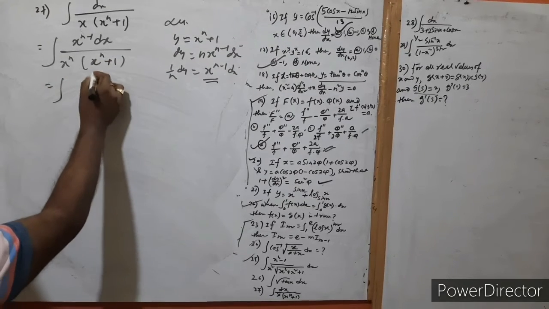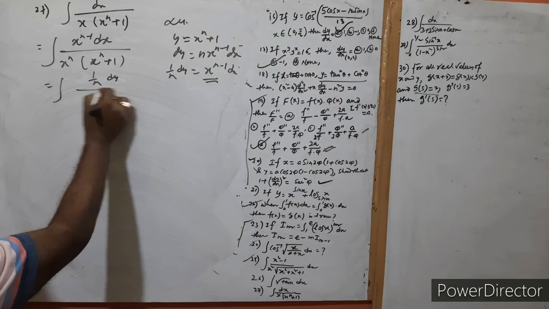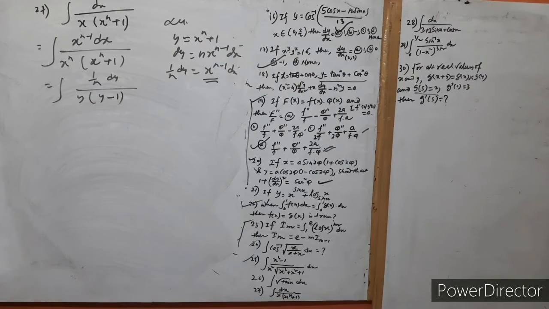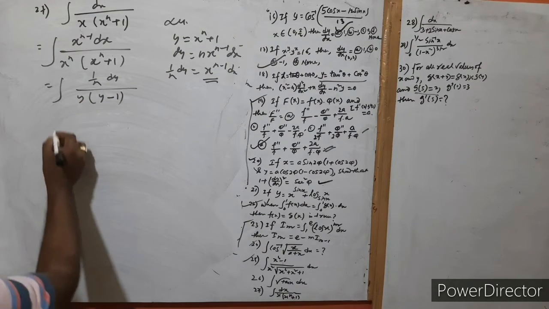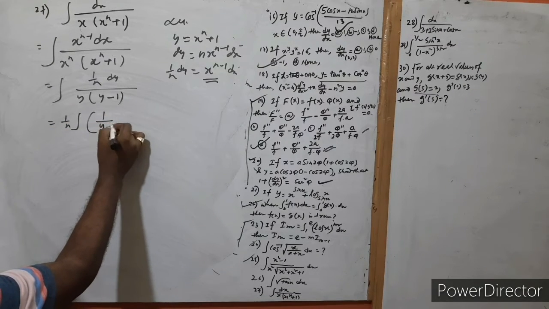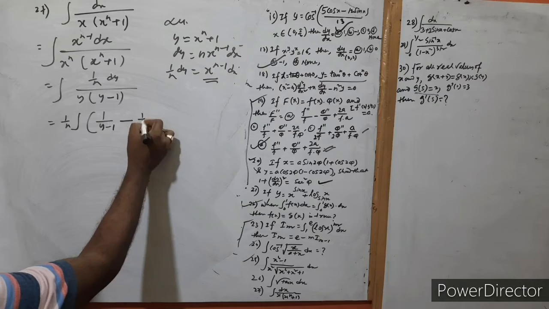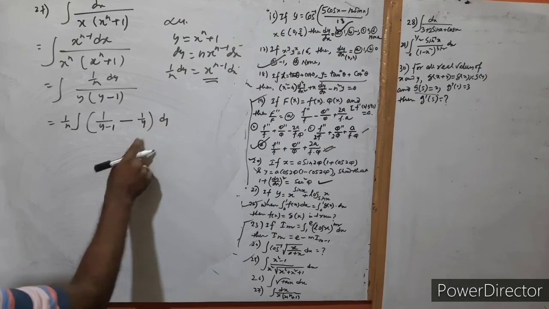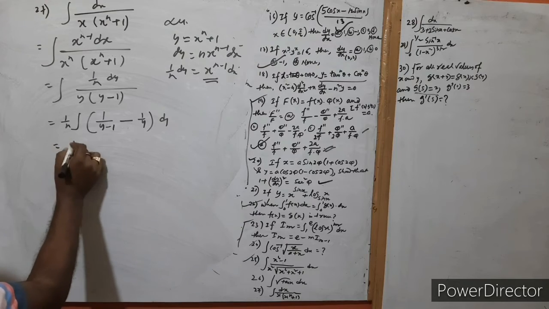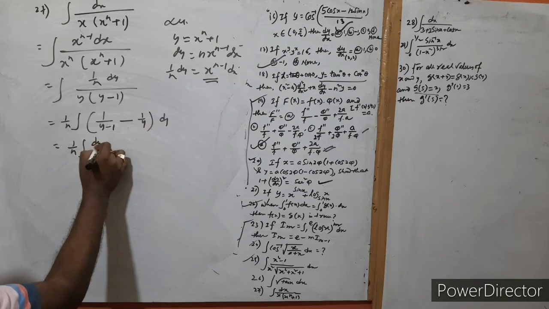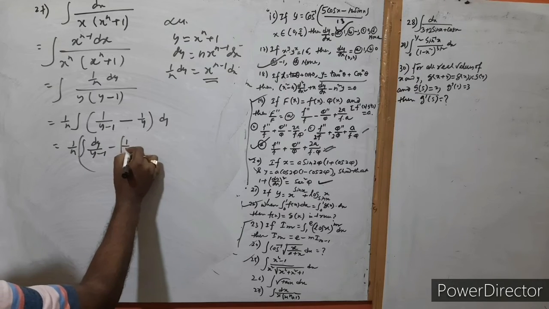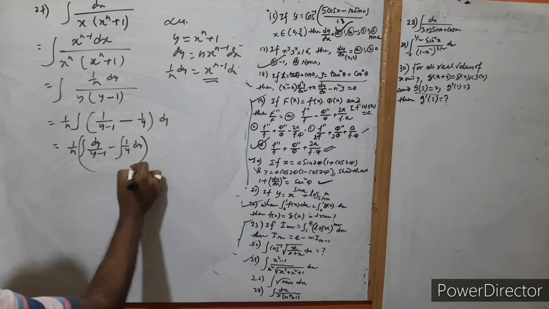So substitute that: 1/n dy over y times (y minus 1). From this we can express it as a partial fraction: 1/(y minus 1) minus 1/y, dy. If we take the LCM, we get this and 1 here. So this is the perfect separation I've done here: y minus 1, and 1 by y, dy.